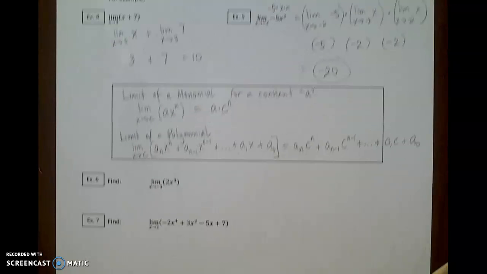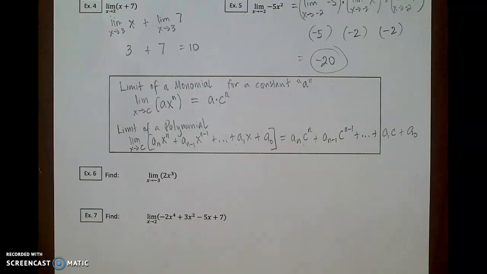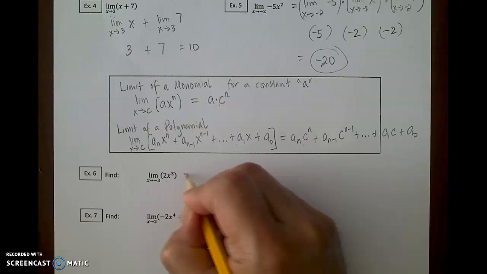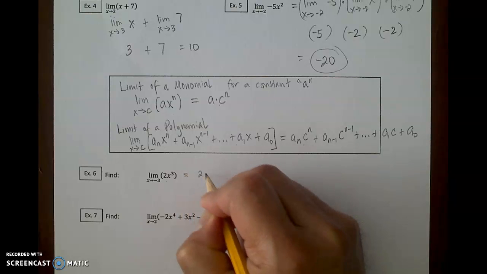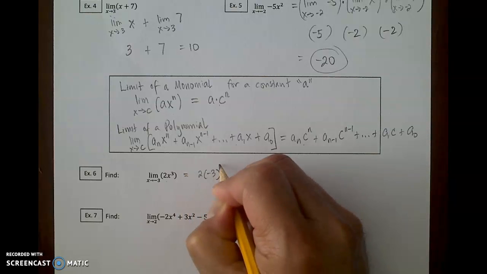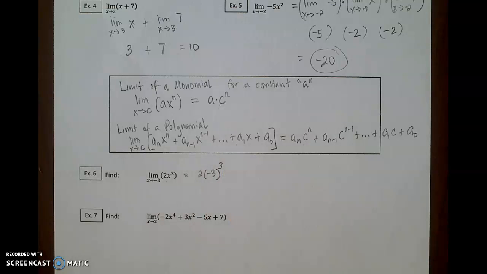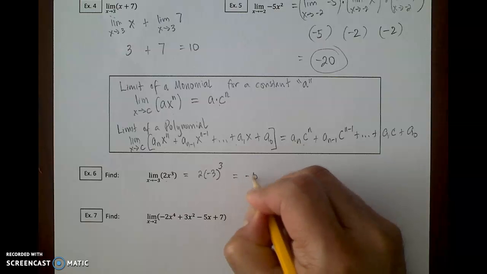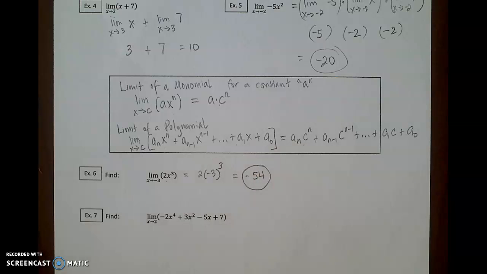Alright, so let's go ahead and apply those properties in the next two examples. So here we want to find the limit of this function as x approaches -3, and our function is a monomial. So according to this property, to find that limit, all you have to do is plug -3 in for x. Alright, so the limit of this function as x approaches -3 is -54.